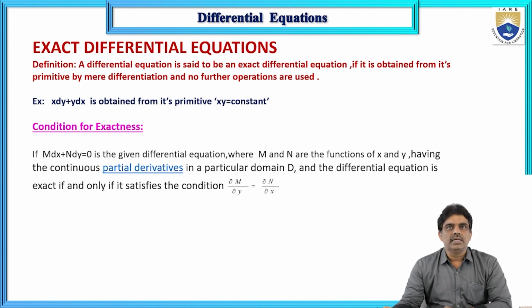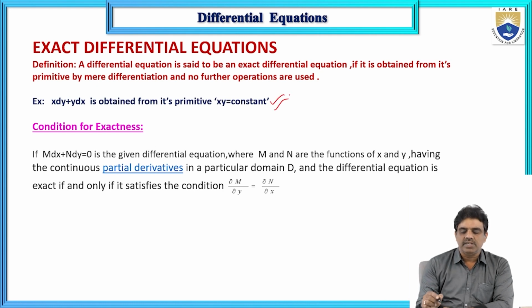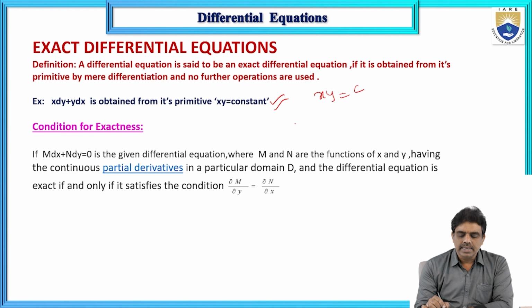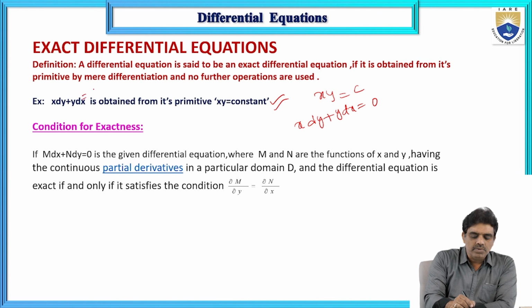Suppose you take the example xy is equal to constant. On differentiating, what will you get? On differentiating xy is equal to constant, treating x as constant we get x dy, plus y into dx is equal to the derivative of the constant, 0. Clearly, this is equal to 0.